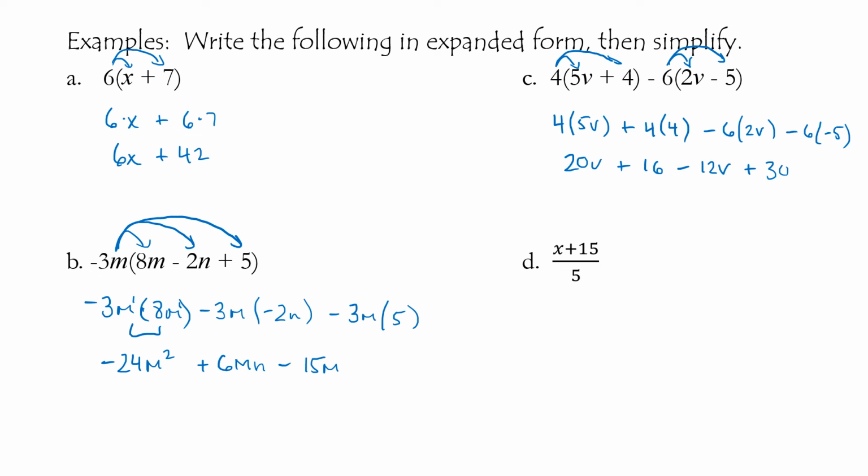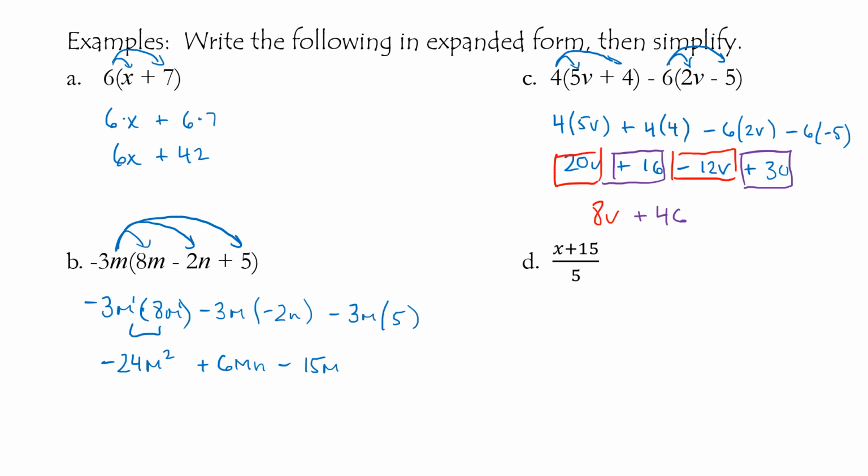Now I can combine like terms, so I can do this 20v minus this 12v because those are like terms. And I know that 20 minus 12 is 8, so I get 8v. And now I have a positive 16 and a positive 30, and that gets me to a positive 46.